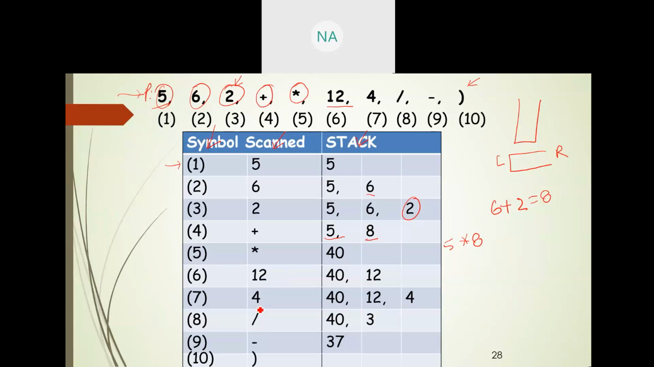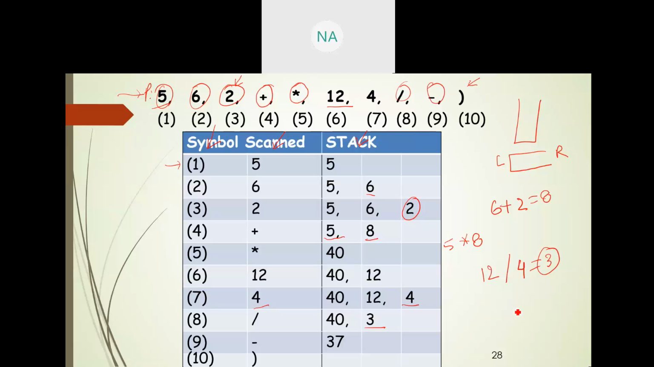4 again, it is pushed onto the stack. Now division, okay. So it is an operator, so you will pop the top element, which is 4, and the next top element, which is 12, perform 12 divided by 4, it is 3, and this result will be pushed back onto the stack, right? Next symbol is minus, so it is an operator, so again the same procedure will be adopted.